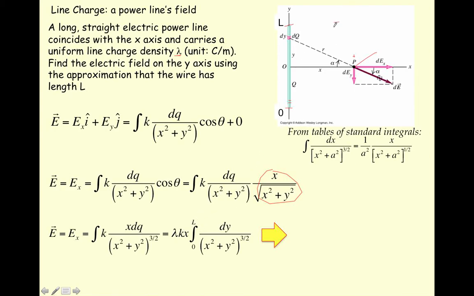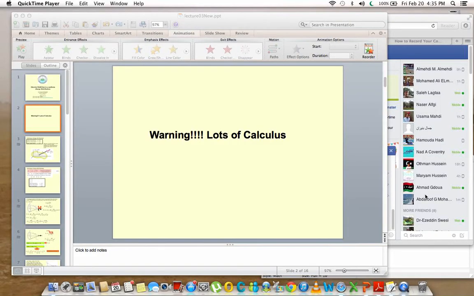So dq is equal to lambda dy, and y goes from 0 to L. So I have to integrate this integral here, where x is fixed, and y is the variable that goes from 0 to L.